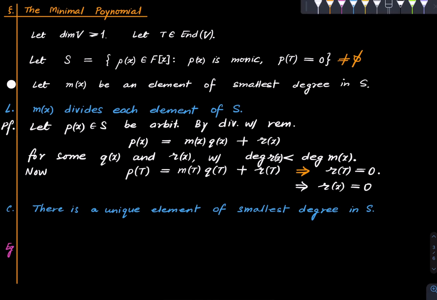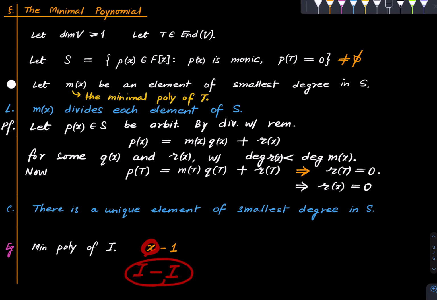So let me just write it here. This is called the minimal polynomial, and it is now legitimate to call it the minimal polynomial because we have shown that it is unique. Minimal polynomial of T. This minimal polynomial is of course sensitive to which endomorphism we are playing around with. So there is a unique element of smallest degree in S, and that is called the minimal polynomial of T. Let's take a very trivial example. What is the minimal polynomial of the identity endomorphism? If you just think about it, it is x minus 1. So x minus 1 is the minimal polynomial of identity, because if you substitute identity here, you get identity minus identity, which is 0.